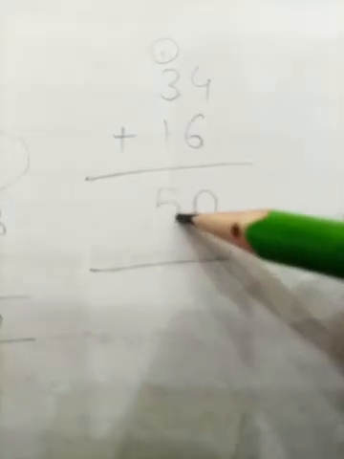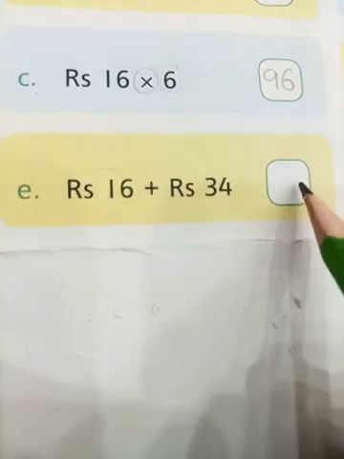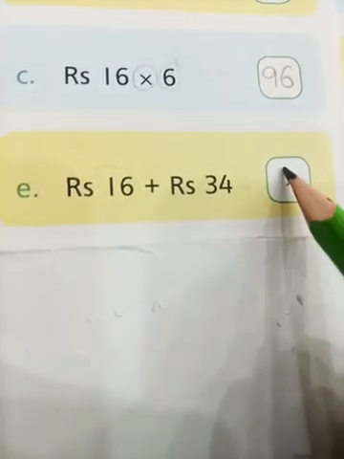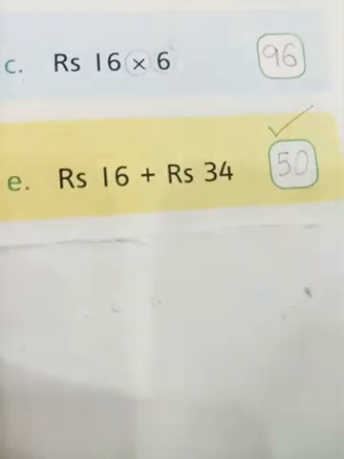3, 4 and 5. So our answer is 50. Look at this, we are going to mark it, okay, because our answer is equal to 50. Look at this students, my answer is 50. So I am gonna mark the tick for my answer. Next is the part F.